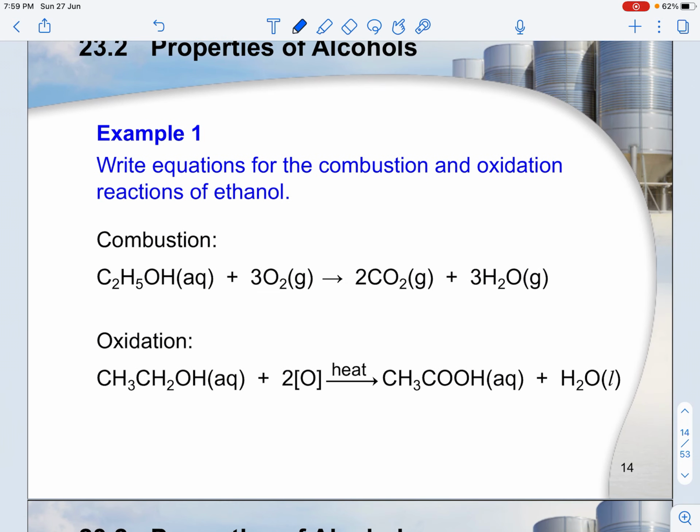Okay. So again, the reaction, you just have to balance it. So usually what you do is alcohol reacts with oxygen to form carbon dioxide and water, then you slowly add in the coefficients to balance it up.